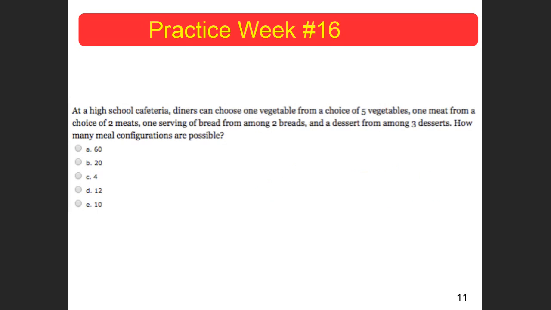Now the second problem, this is the fundamental counting principle at work. Here it says, at a high school cafeteria, diners can choose 1 vegetable from a choice of 5. So we have 5 choices for vegetables. 1 meat from a choice of 2 meats, so we're going to choose 1 meat from 2 choices. It could be either chicken or beef, whatever. 1 serving of bread from among 2 breads, so I have 2 choices there. And a dessert from 3 different desserts.